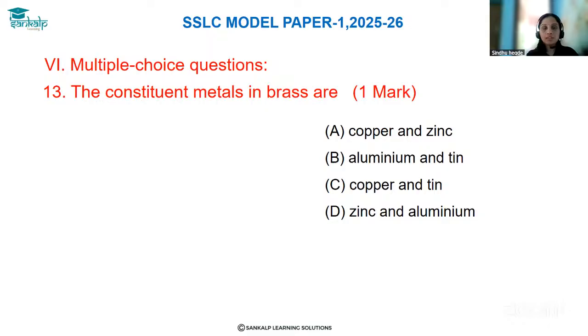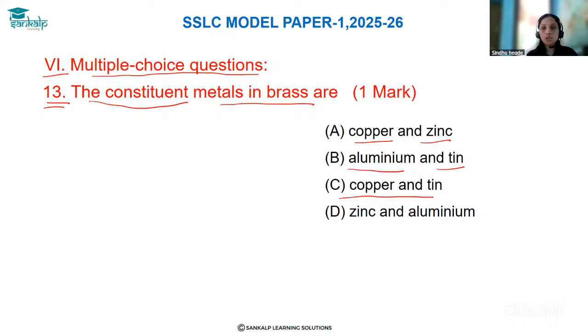Hello everyone. Let us see the next question. In the sixth main, multiple choice questions. Question number 13. The constituent metals in brass are: option A, copper and zinc; option B, aluminium and tin; option C, copper and tin; option D, zinc and aluminium.